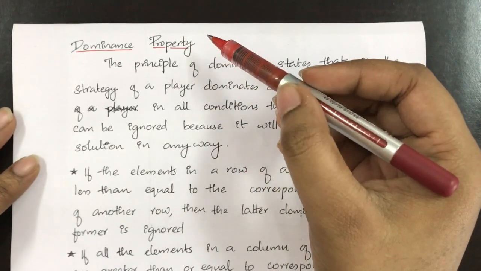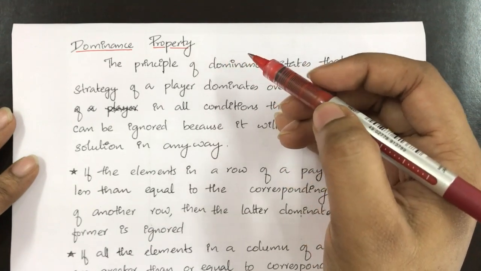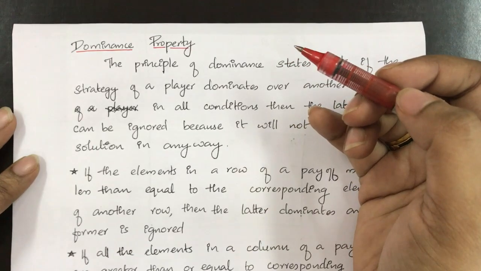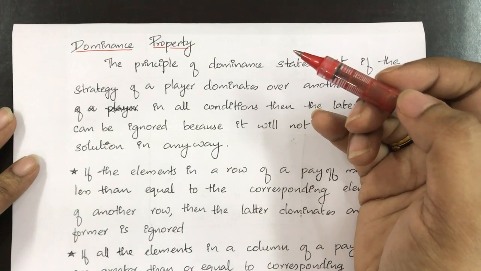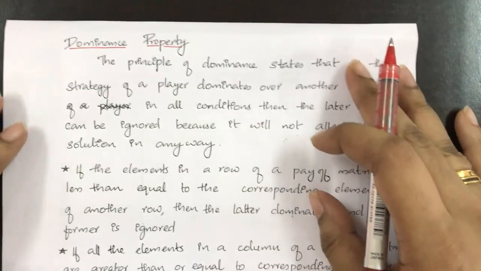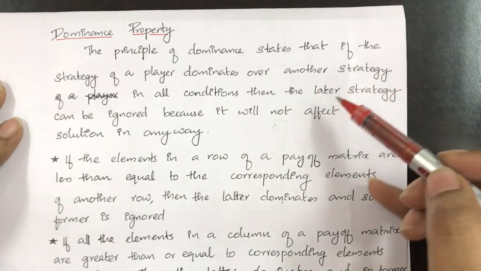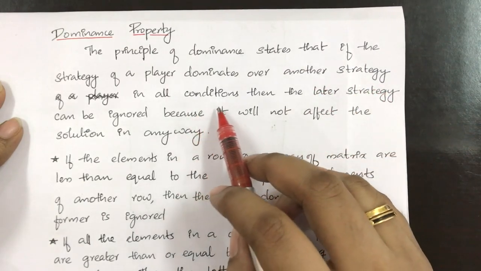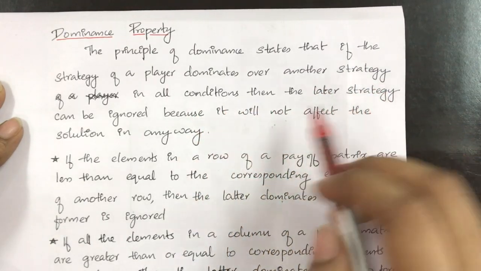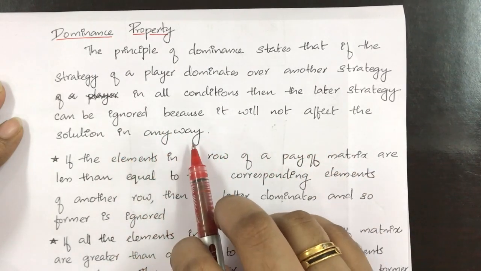If it does not have a saddle point, we can reduce an m by n payoff matrix into a 2 by 2 matrix. For a 2 by 2 payoff matrix, we then need to apply the probability method to get the value of the game. The principle of dominance states that if a strategy of a player dominates another strategy in all conditions, then the latter strategy can be ignored because it will not affect the solution in any way.